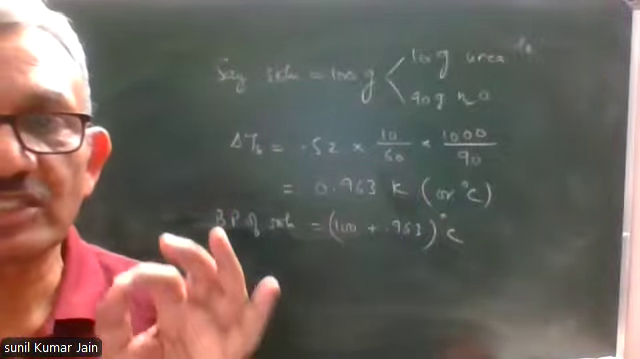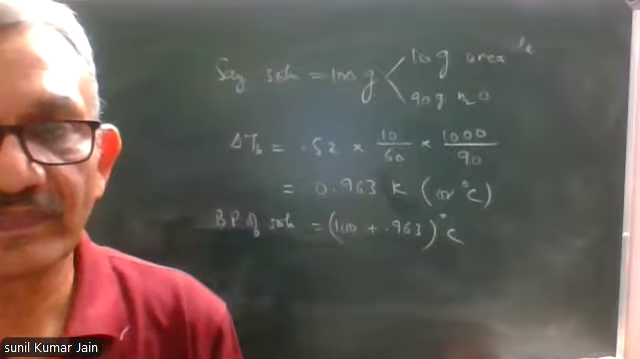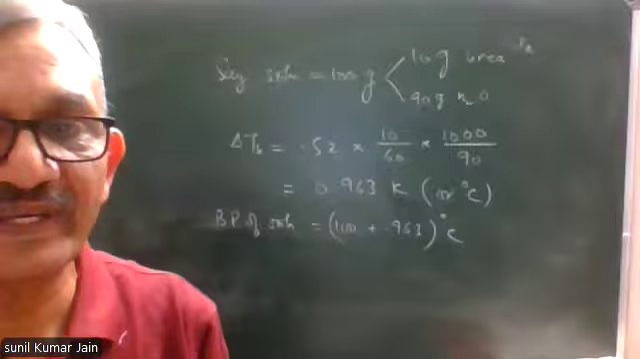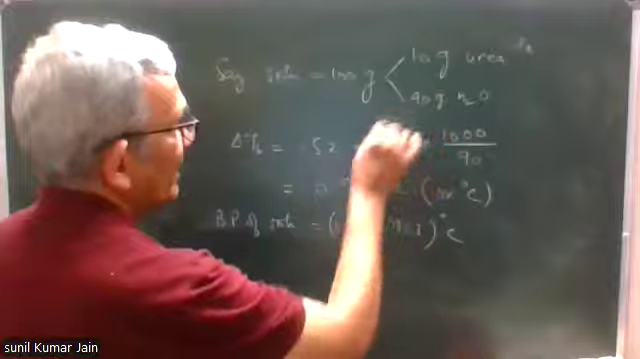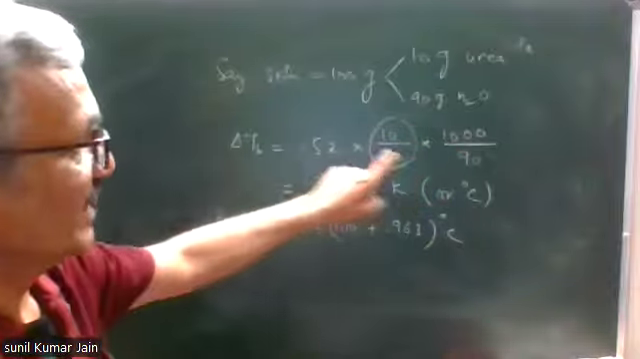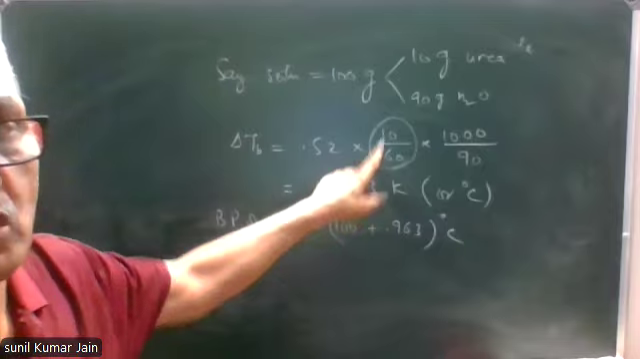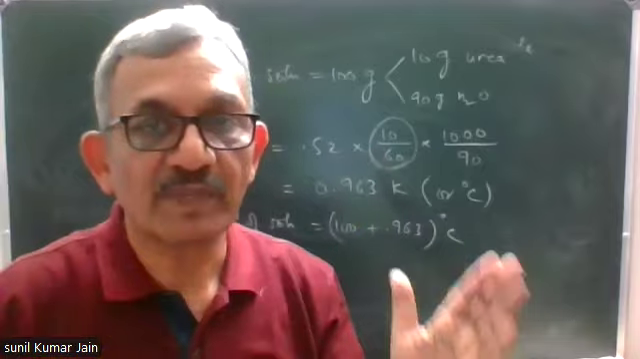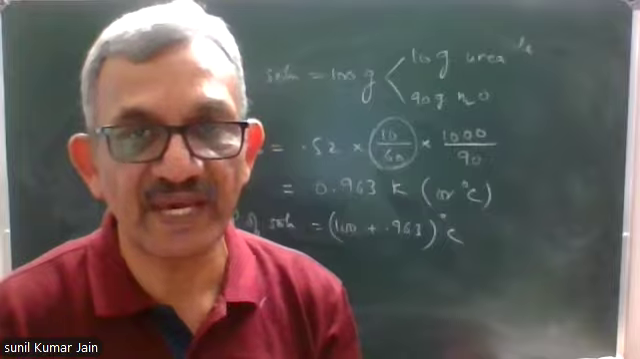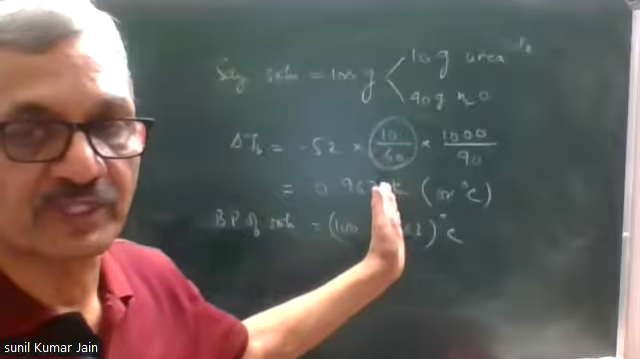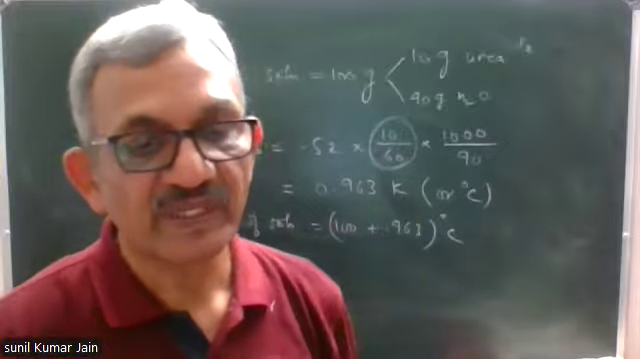Now imagine that the solution contains more than one non-volatile solute. Then how do we carry out calculations? Look here. In this expression, this part is the number of moles of solute. So the number of moles of all non-volatile solutes will be added and substituted. So we'll modify this equation.